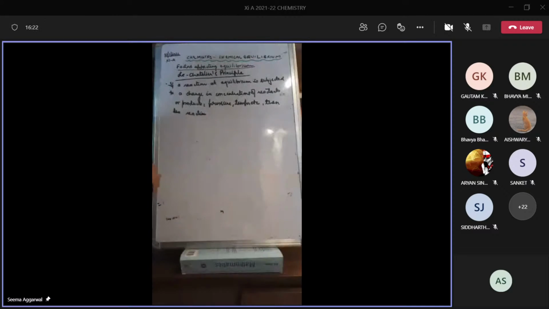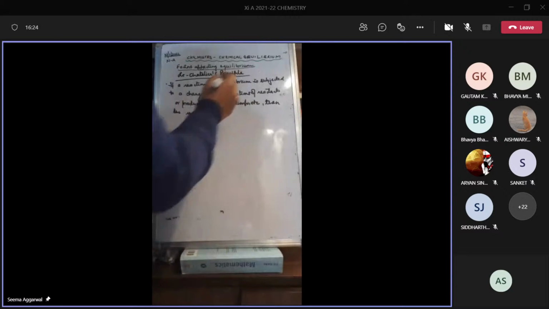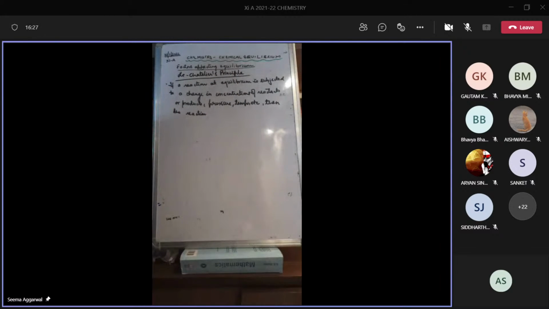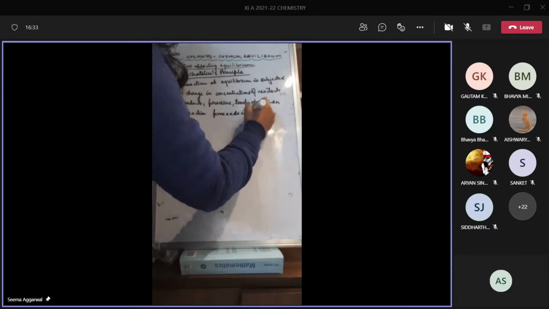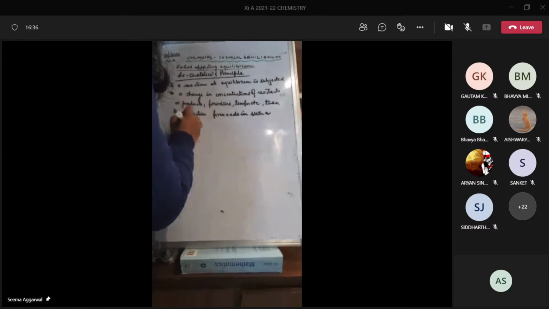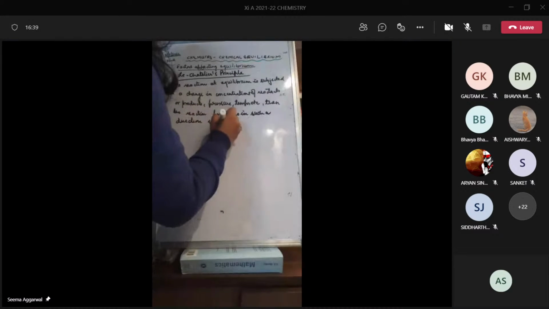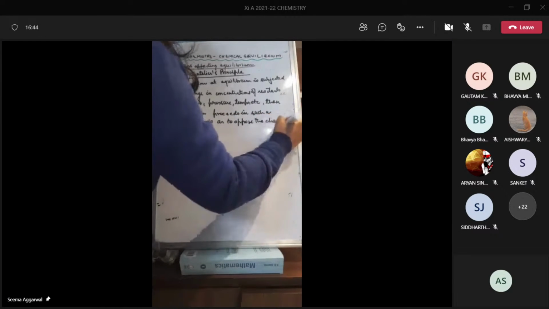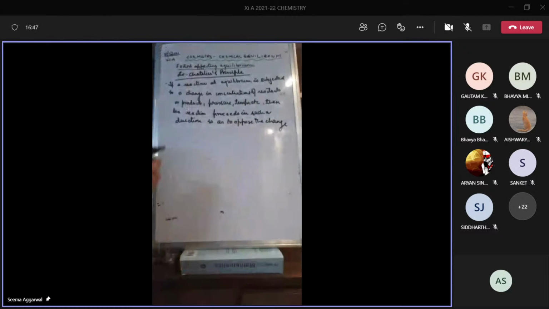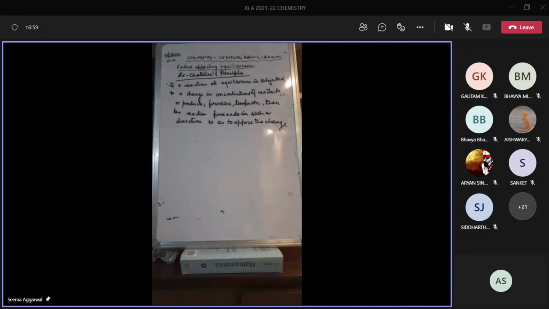So if a reaction at equilibrium is subjected to a change in concentration of reactants or products, pressure, temperature, etc., then the reaction proceeds in such a direction so as to oppose the change. What does it mean? If I am increasing the temperature, the reaction will proceed in a direction so that the temperature is decreased. If I am increasing the pressure, the reaction will proceed in a direction so that the pressure is decreased.